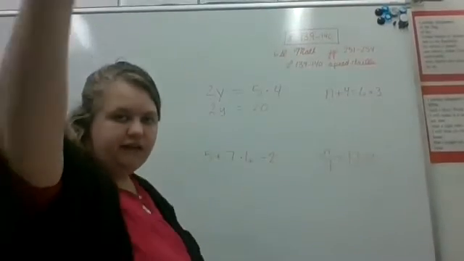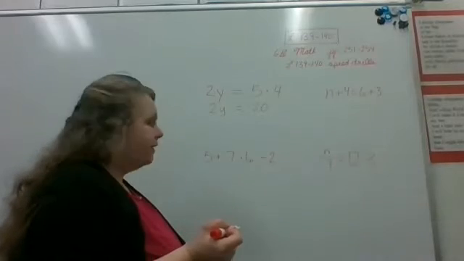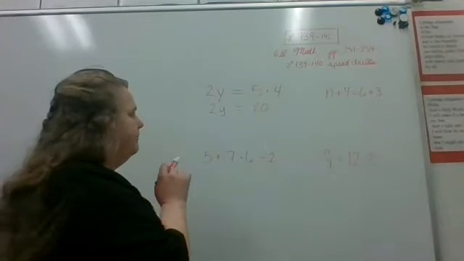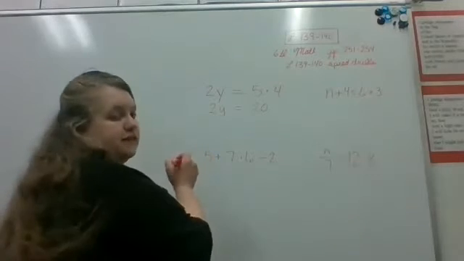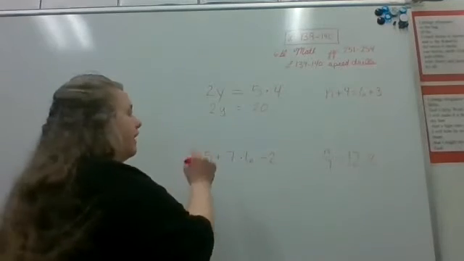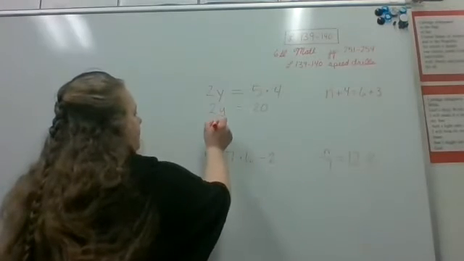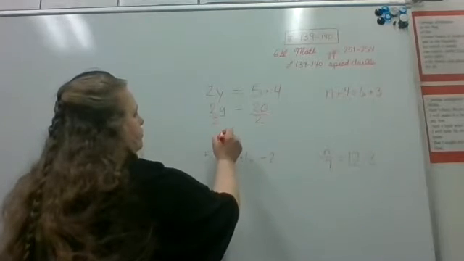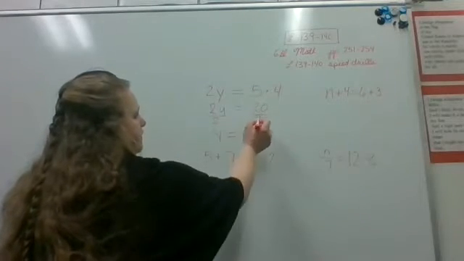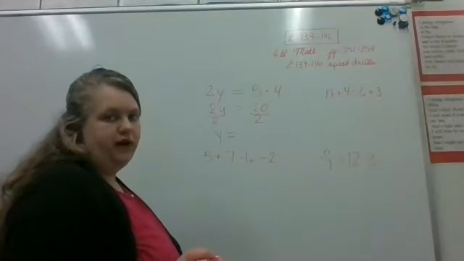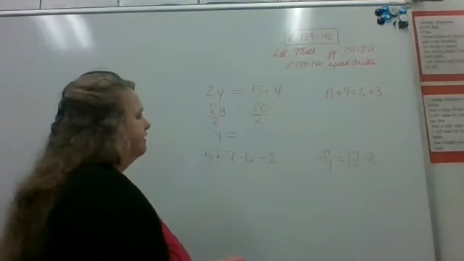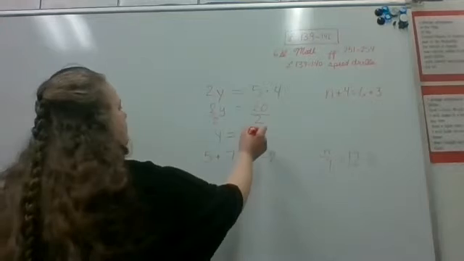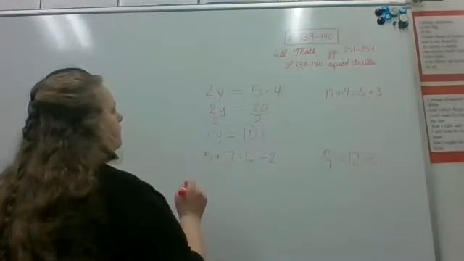I'm gonna adjust that. I think you guys might be able to see a little better. Okay, we have to divide. This is being multiplied, so we divide, we do the opposite. So we're gonna divide by 2, means that cancels out, 20 divided by 2. So y equals, and 20 divided by 2 is what? That would be 10, okay? And so this is our answer.